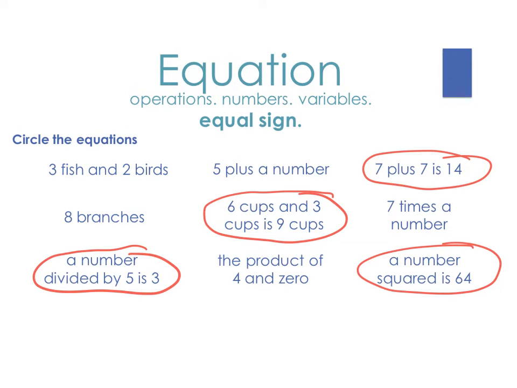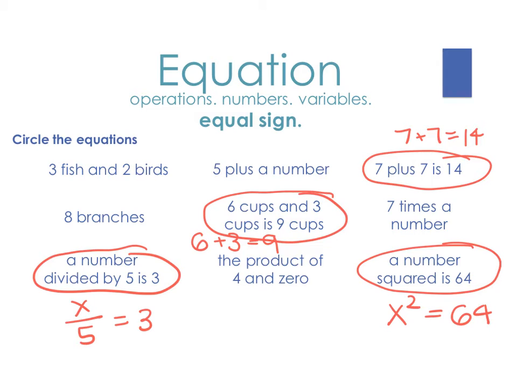All right, hopefully you already circled your equations. Let's talk about it. First one I circled over here is a number divided by 5 is 3. Notice how that makes up an equation because it has an equal sign. Over here, 6 cups and 3 cups is 9 cups. That's also an equation because it has an equal sign. 7 plus 7 equals 14. Equal sign means it's an equation, exactly. And then this one says a number squared equals 64. So all of these have equal signs, and they all make up equations.